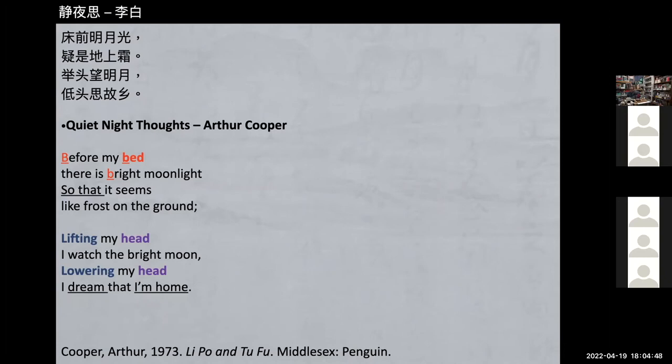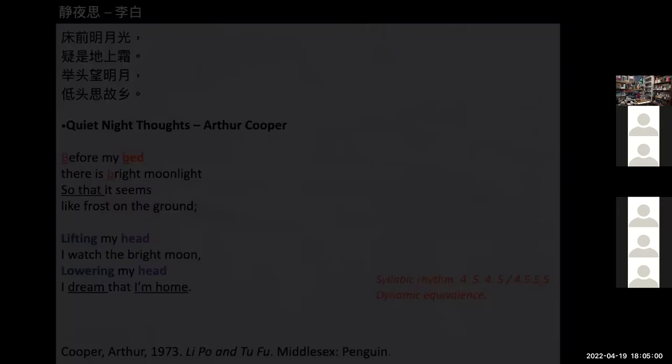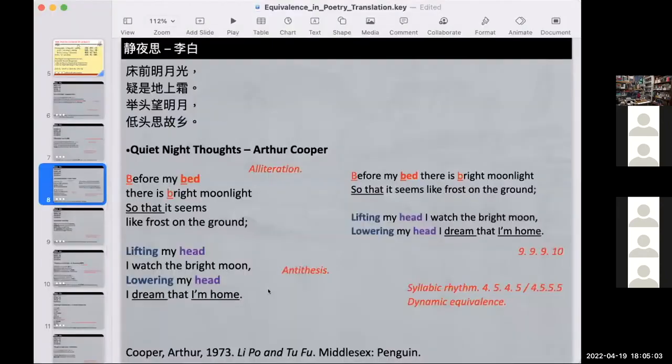But it was his choice to divide it into 2 stanzas. Each couplet, of course, in Chinese it's 2 couplets; in English, 2 stanzas. So this is a syllabic rhythm. If we count the syllables: before my bed, 4; there is bright moonlight, 5. So 4, 5, 4, 5 in the first stanza, and then 4, 5, 5, 5 in the second stanza. We can see that this is syllabic rhythm, because the number of syllables is almost the same, very close.